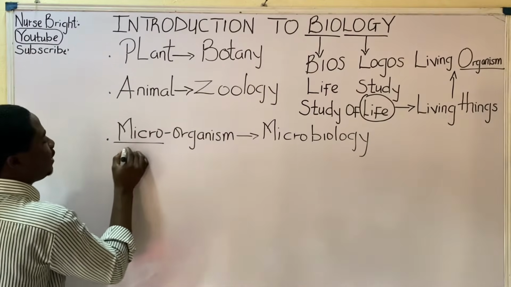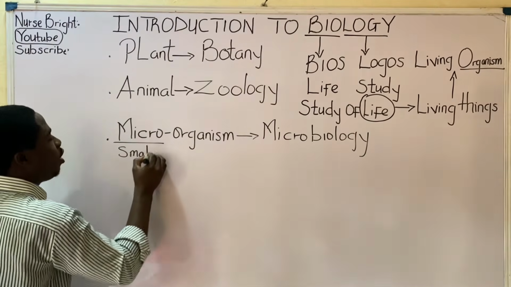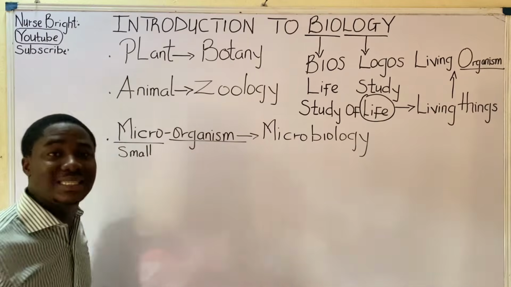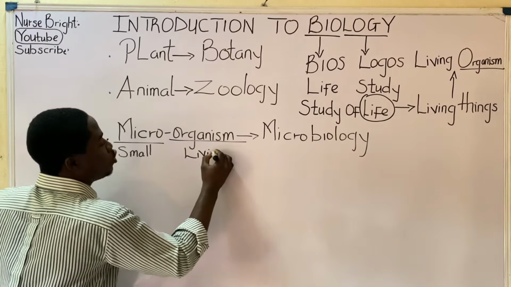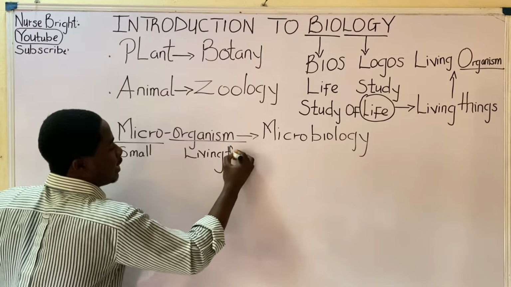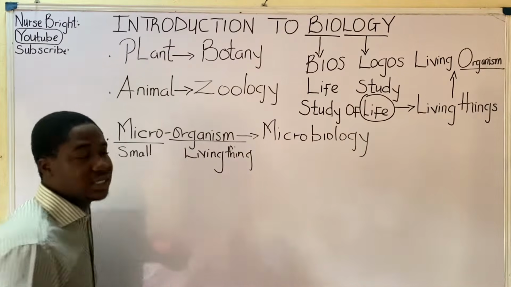The word micro simply means small, and the word organism simply means things that have life in them. Do you understand? Things that have life in them. Or we can as well just call them living things. So what do we call microorganisms?